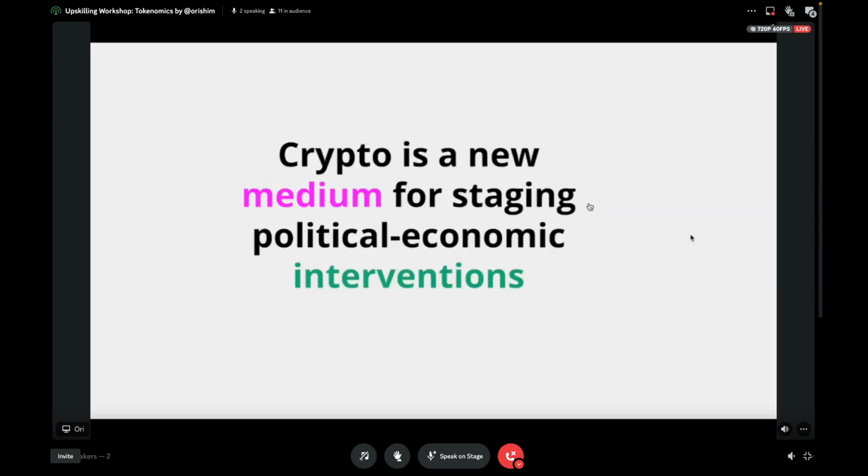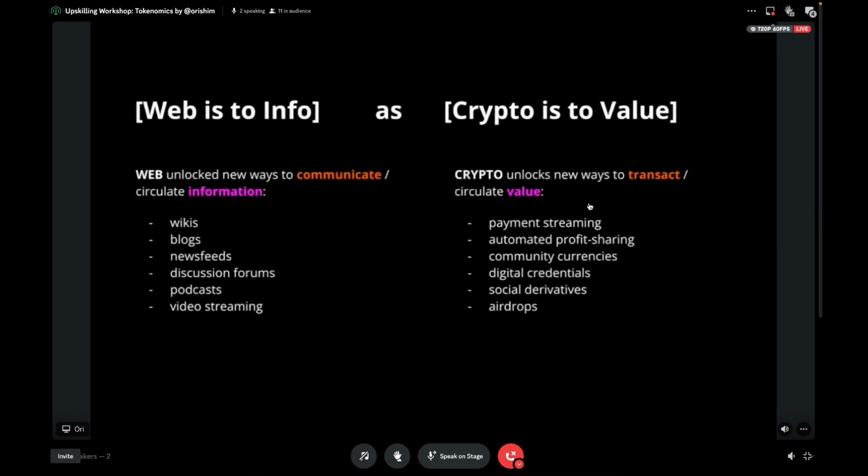At a high level, what excites me about blockchain and crypto is that it's this new playground, this new medium for experimenting with political systems and economic systems in a way that we have not been able to before. Previously, we had this great platform on top of the internet called the web that allowed us to experiment at the information layer. We could experiment with new formats for communication and for circulating information. And so we had this whole explosion of really new one-to-one, one-to-many, many-to-many formats for information circulation.